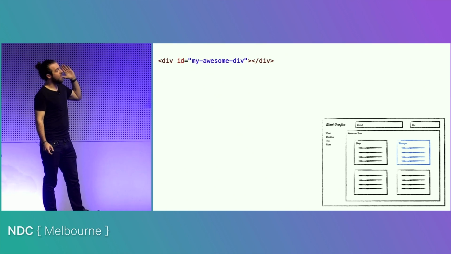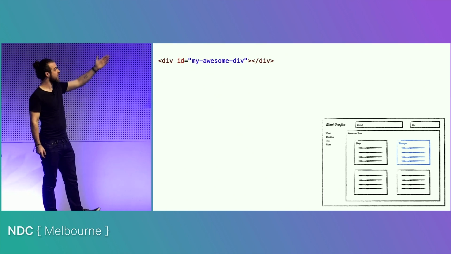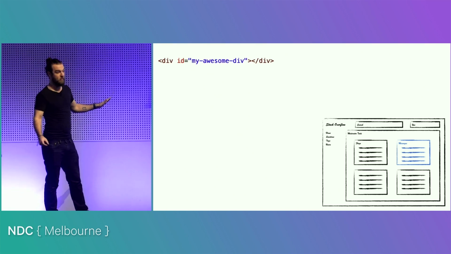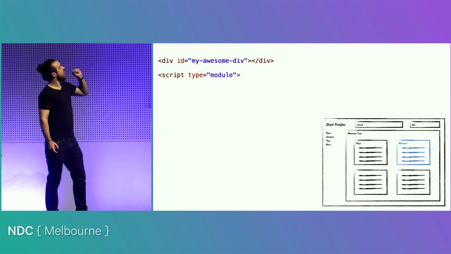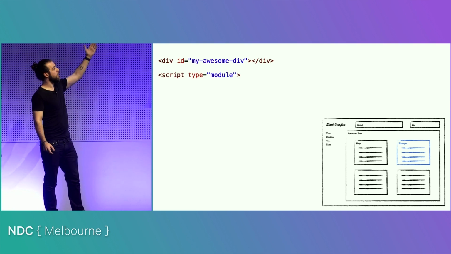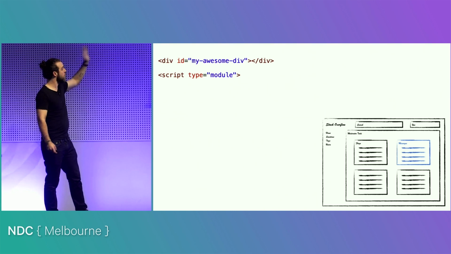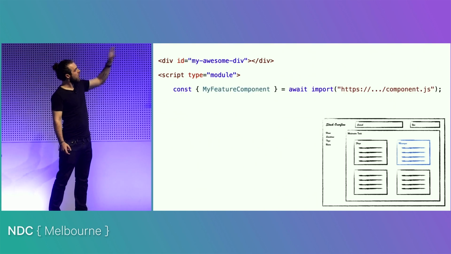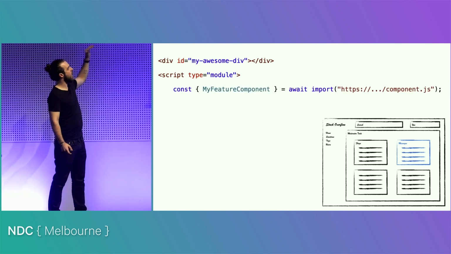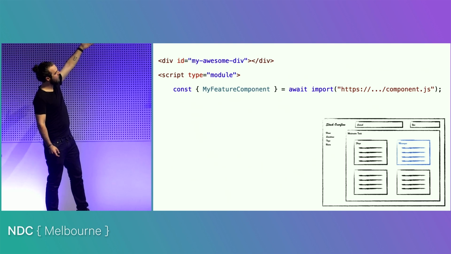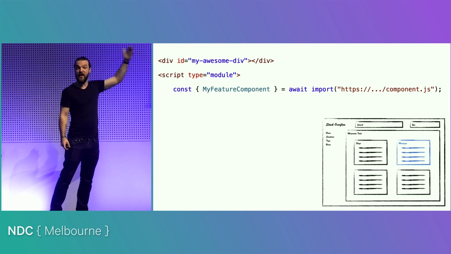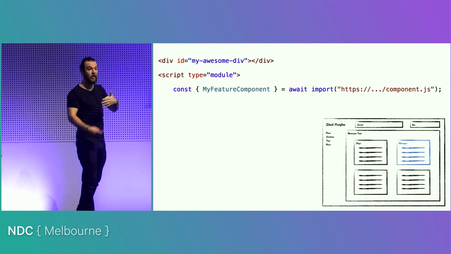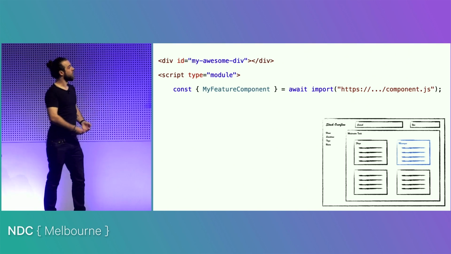Well, first you need an empty div. So you just go div id my awesome div. This is just empty, it doesn't do anything. Then you have a script tag, and I put type equals module here. So this is an ES script module, which allows me to await import. So now I can declare a constant or a variable and say import that from an external URL, which is going to be hosted by our service.